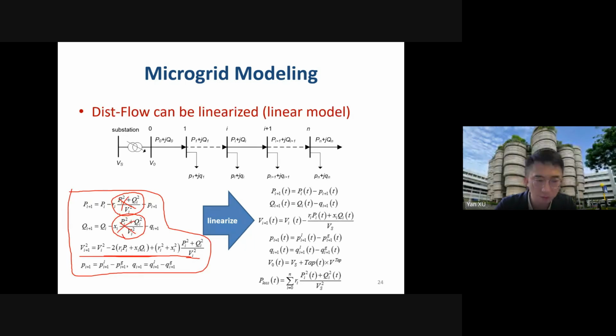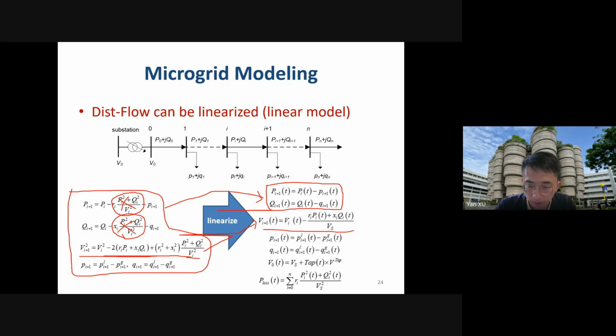Since the power loss in the distribution grid might not be so big compared with the load demand, sometimes we can temporarily ignore the power loss, so that you can see the two equations of P and Q become much simpler, right? Because we have ignored this power loss temporarily. And for the voltage, it is more complex, but we can still linearize it into this form.